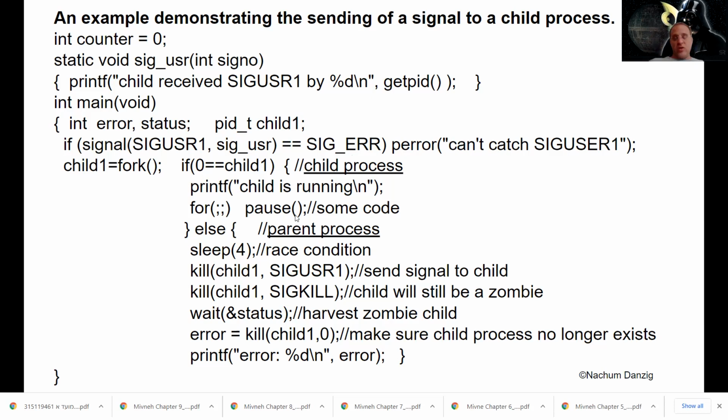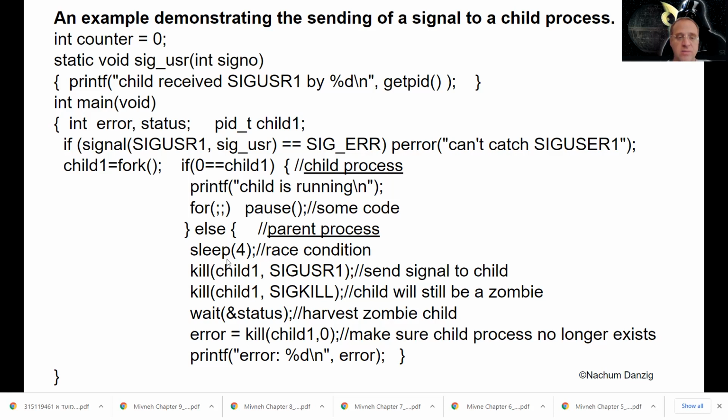I could also do some code. I could do whatever I want, but here I'm just doing nothing. I wrote pause because it's really in place of whatever the child is supposed to do. Else, sleep. This is a race condition. In other words, I'm hoping that the child got to this pause before I start running the parent. So I did the sleep 4, but the truth is that's not a proper solution for a race condition because, you know, maybe it takes him more than 4 seconds to print child is running.